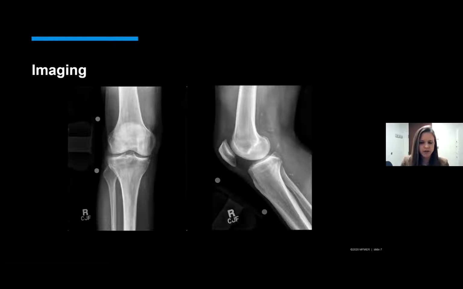So at this point, we were thinking of a few things in the differential, including hamstring strain, medial gastrocnemius strain, or a ligamentous injury. So we decided to proceed with a diagnostic ultrasound for further evaluation.